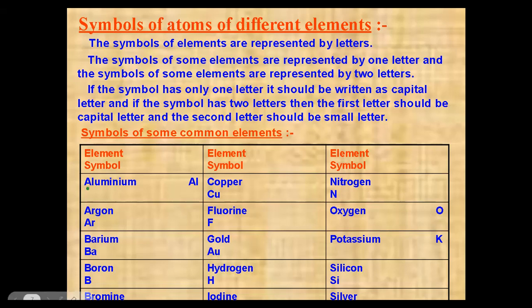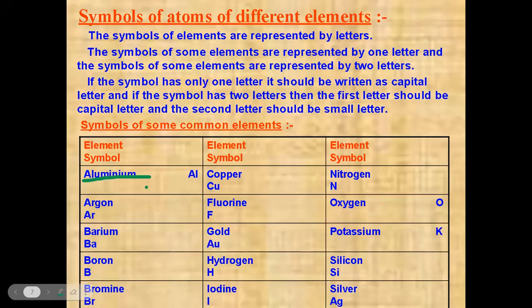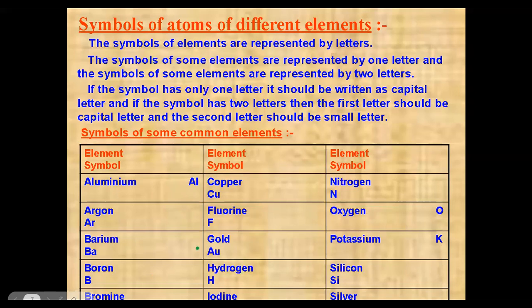Like aluminium. One way of memorizing is just taking the first two letters of the element. This is the element symbol of an atom. I mean aluminium is Al. Argon is Ar, barium is Ba, boron is B, bromine is Br, the element symbol of copper is Cu, fluorine is F, gold is Au, hydrogen is H, iodine is I, nitrogen is N, oxygen is O, potassium is K, silicon is Si, silver is Ag.